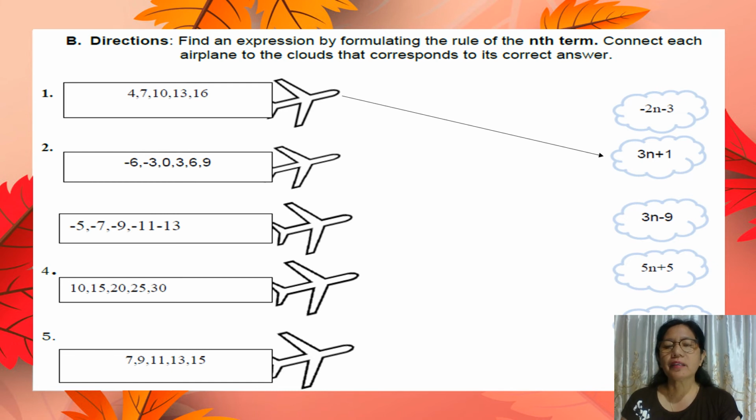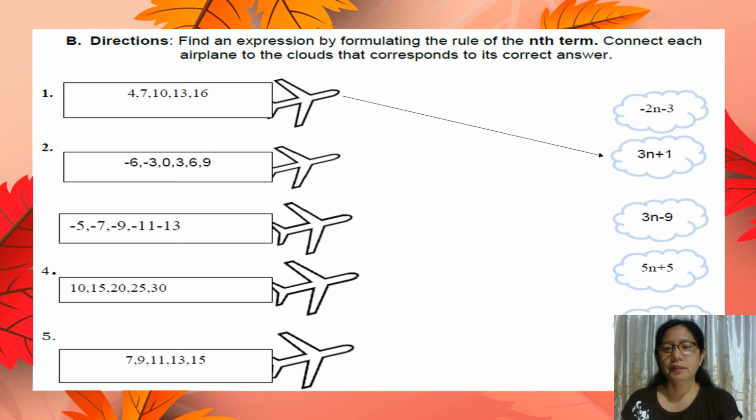So for number 1, we have 3n plus 1, because if n is equal to 1, so 3 times 1 is 3 plus 1, that is equal to 4. So the next term is 7. So if n is equal to 2, 3 times 2 is 6 plus 1 is 7. So correct, and so on.